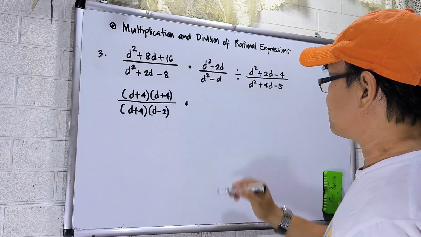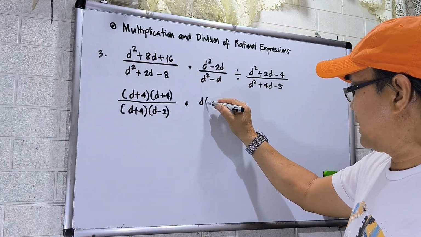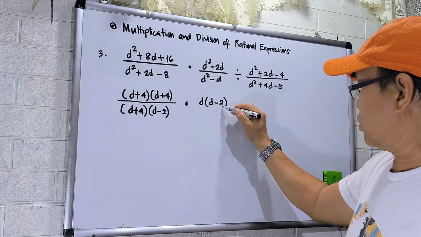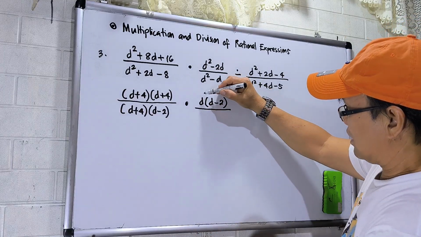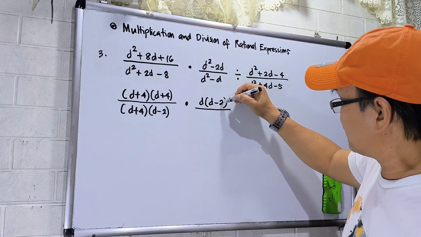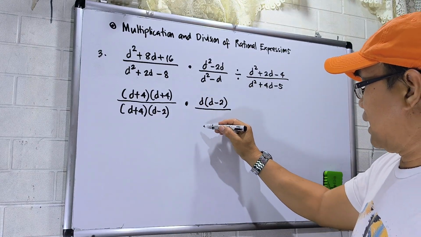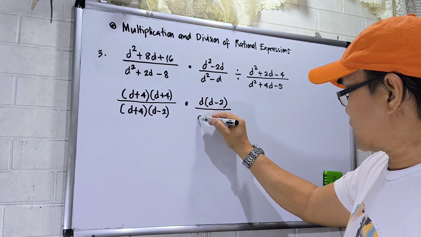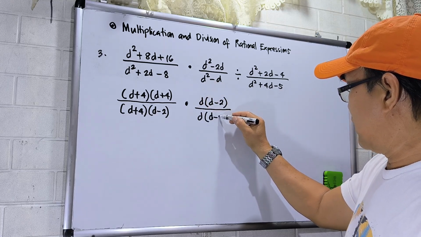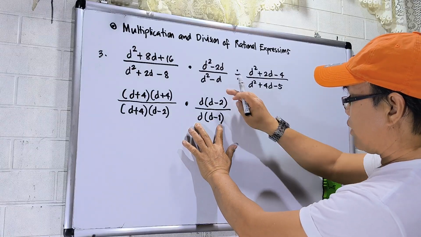Then the factor of d squared minus 2d: the common factor is d, so d(d - 2). Let us check. d times d is d squared. d times negative 2 is negative 2d. Correct. Then how about the denominator of the second group? The common factor is d, then this will be d minus 1. Let us check. d times d is d squared. d times negative 1 is negative d.